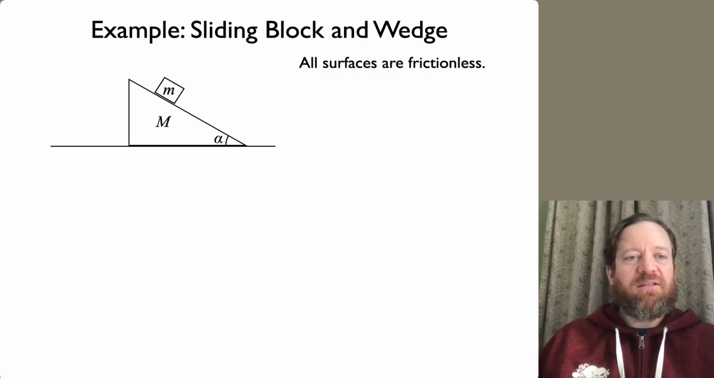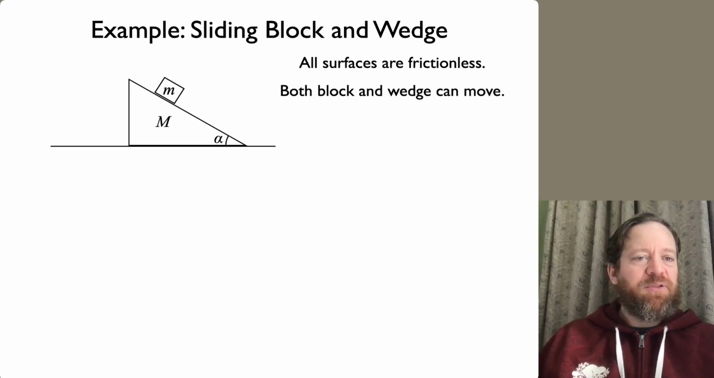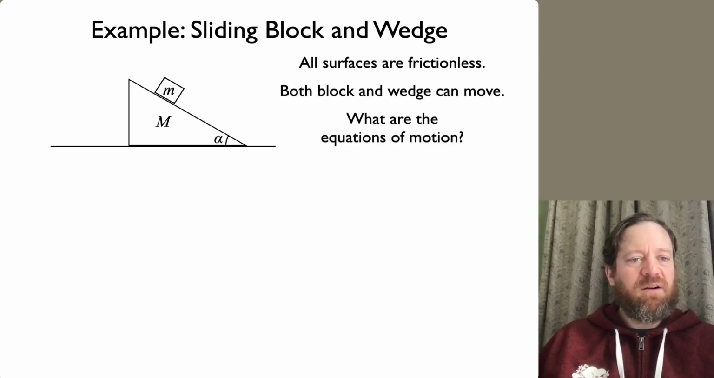We're going to assume here, as usual, that all surfaces are frictionless. Of course, this is needed for our Lagrange approach. Again, both the block and the wedge can move. The question we're asked to answer here is, what are the equations of motion? Okay, so let's apply the procedure that we were dealing with before.